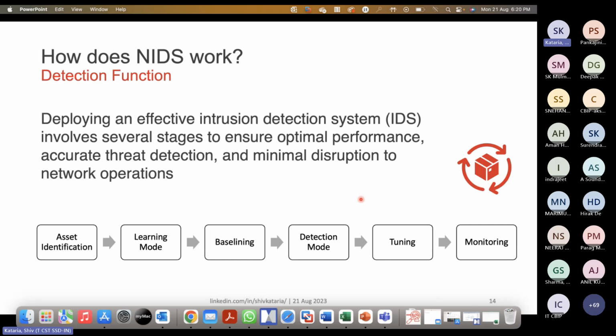Okay, so how do NIDS actually work? Deploying an effective IDS involves several stages, and it is very important to ensure that the threat detection is accurate and we have minimal false positives in the network. Since they are based on different signatures and work on passive networks, there may very well be some false positives. Sometimes a packet coming from a different network communication might appear to have signatures of some different protocols. I have seen those kinds of packets in the network.